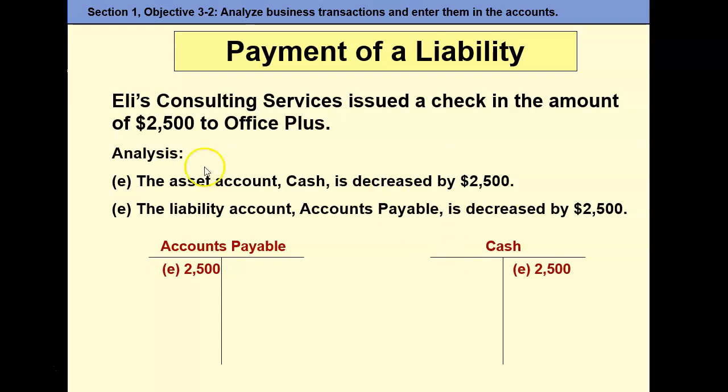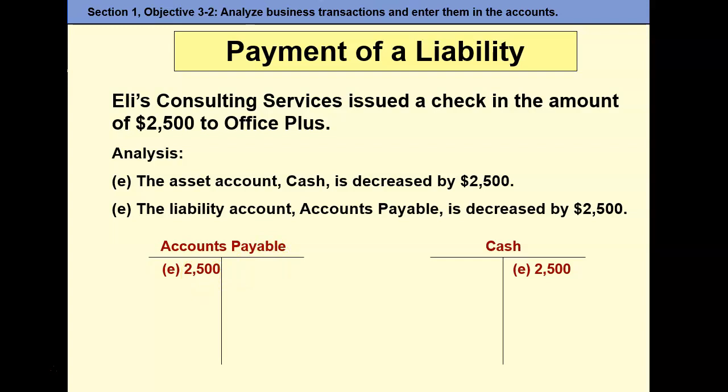Cash is an asset account that's going to decrease. Accounts payable is a liability account that's also going to decrease. Once again, you're going to apply the rules of debit and credit. Asset accounts increase on the debit side, therefore they decrease on the credit side. Your liability accounts increase on the credit side, therefore they decrease on the debit side.